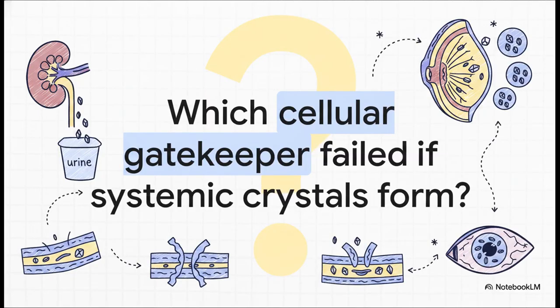As we wrap up this explainer, I want to leave you with a challenge for your next clinical rotation. If a patient presents with systemic crystal deposits, ask yourself, which cellular gatekeeper has failed them? Are you looking at crystals isolated in the urine? Or are you looking at crystals destroying the cornea and the lysosomes? And what does that precise location tell you about the failing plumbing inside? The geography of the cell never lies. You just have to know which broken gate to look for.